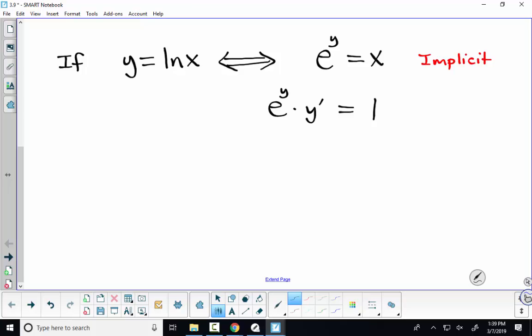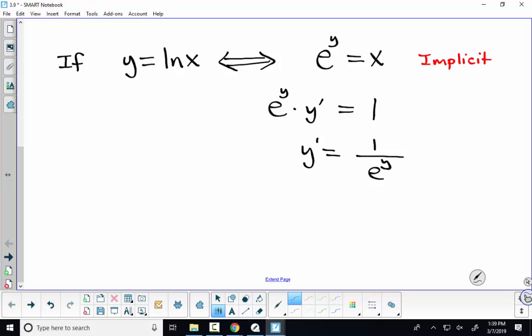Then we've got to solve for the derivative, right? We solve for y prime. So y prime is equal to 1 divided by e to the y. But we don't want to say that that's our derivative, right? We don't want to say y prime in terms of y. What's y prime in terms of x? What's y prime with just x's involved? Yeah, it's 1 over x.